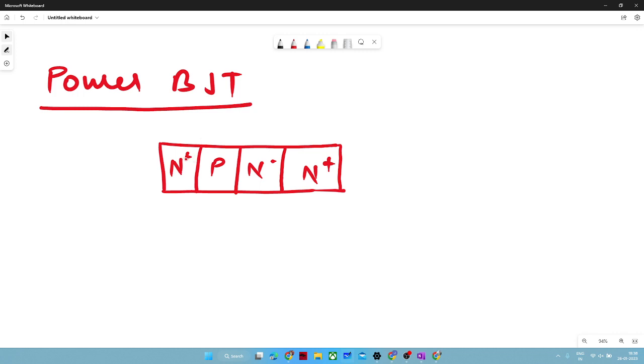So here plus denotes that it is heavily doped, and minus denotes that it is a lightly doped region. So N will have electrons and P will have the holes, and this first N plus is heavily doped, and that is nothing but your emitter. This is the base, which is known as the control signal for any power BJT transistor, and this drift region is introduced in between base and collector, and this one is the collector, right? This is base.